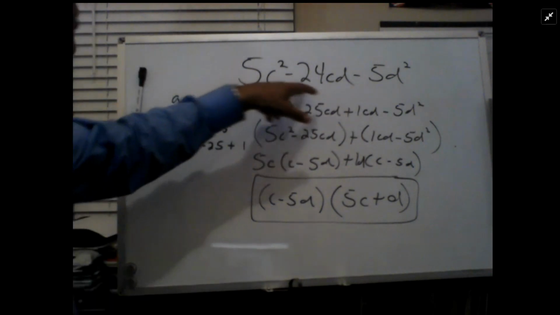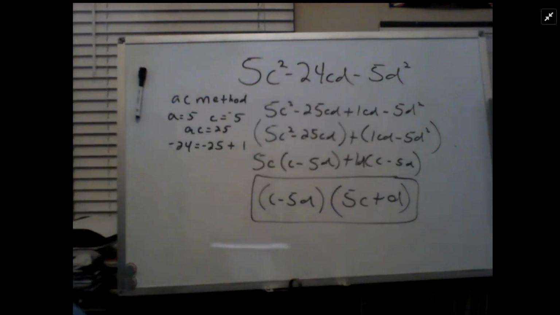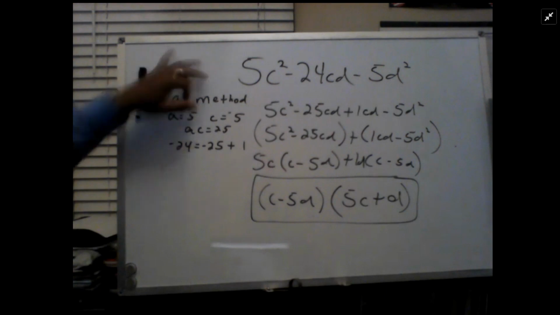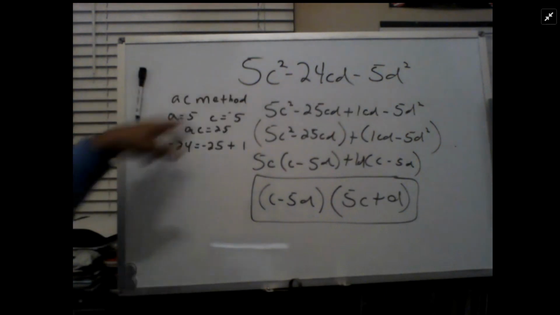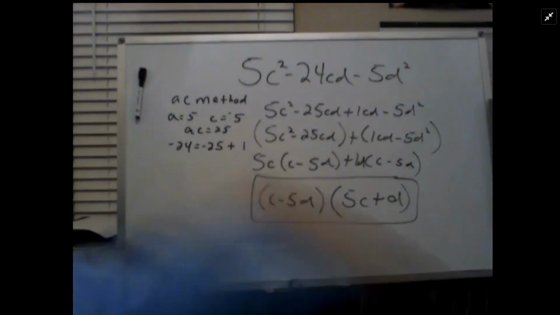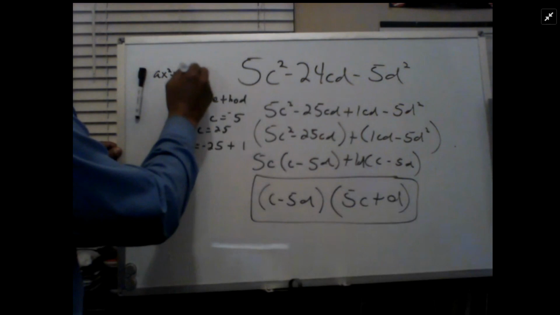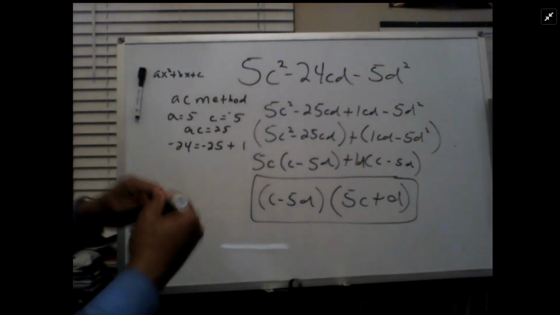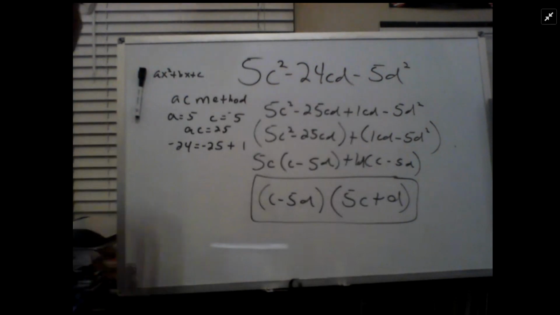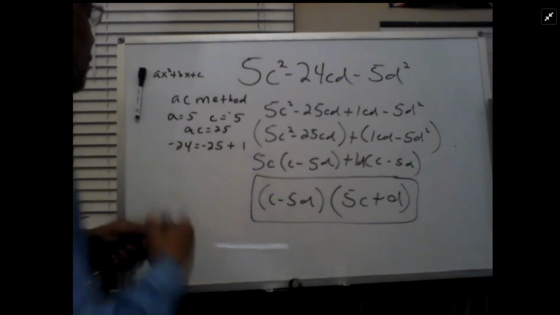We have factoring here: 5c squared minus 24cd minus 5d squared. When you see something like that, probably the best way is to do the AC method. AC method here, a equals 5, c equals negative 5, as in ax squared plus bx plus c. First, the leading coefficient is 5, the last coefficient is negative 5. And by the AC method, you multiply a times c, which is 25, actually negative 25.